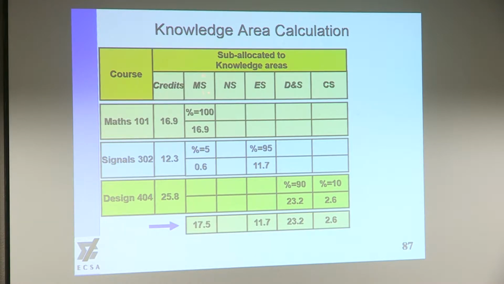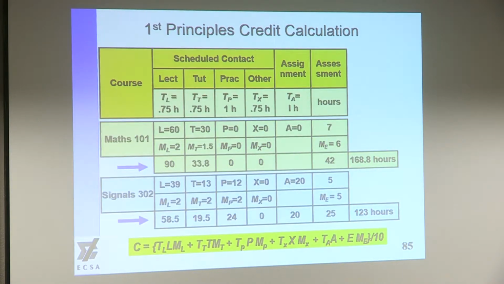Now let's have a look, do you still remember what this is standing for? Mathematical science, natural science, engineering science, design synthesis, and complementary studies. Now again, let's look at Math 1. It falls under the mathematical sciences, as you can see there. Now just to go back to where the 16.9 is coming from, still remember, from mathematics.